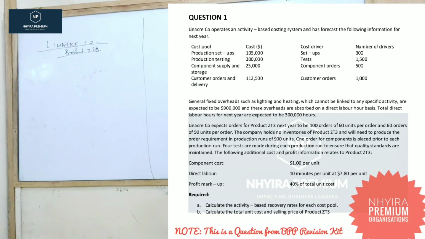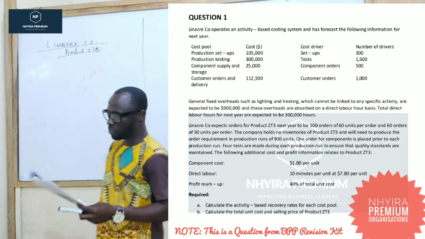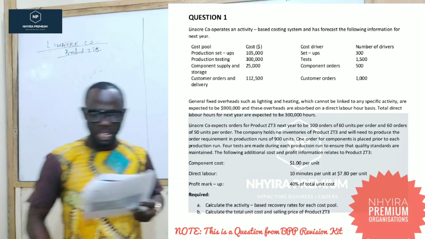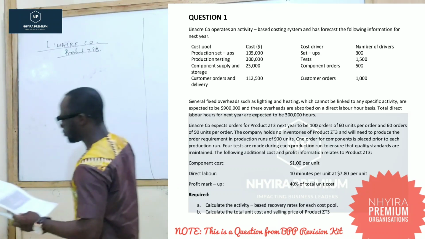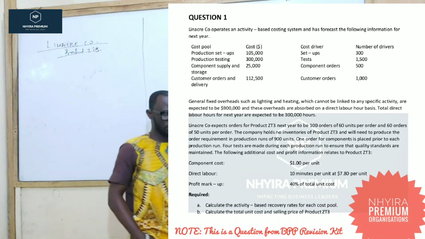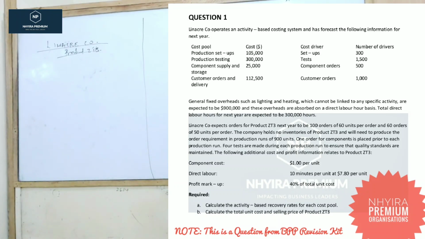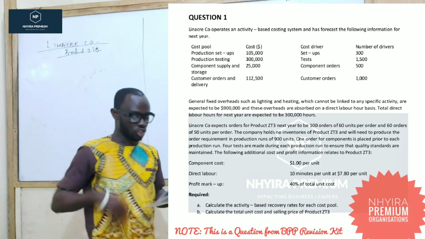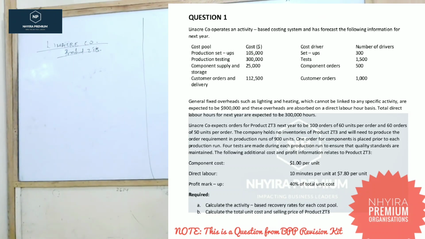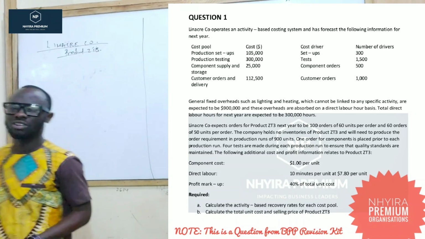Direct labor, 10 minutes per unit at $7.80 per hour. Change the units there and make it per hour. It should be per hour, not in units. Markup is 40% on the total cost. So this is the question that we have.